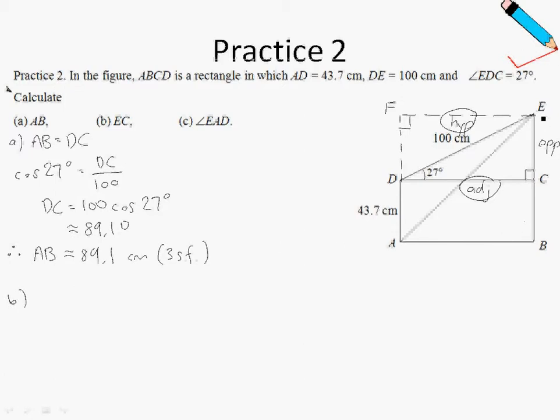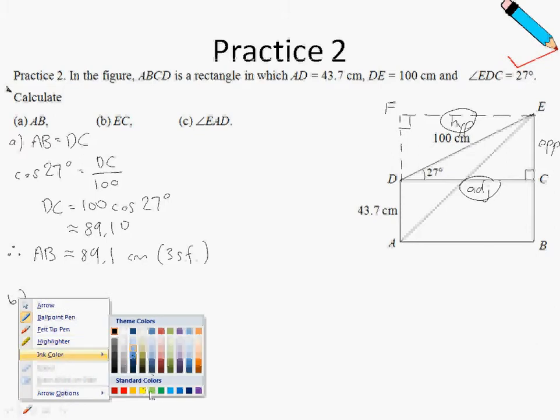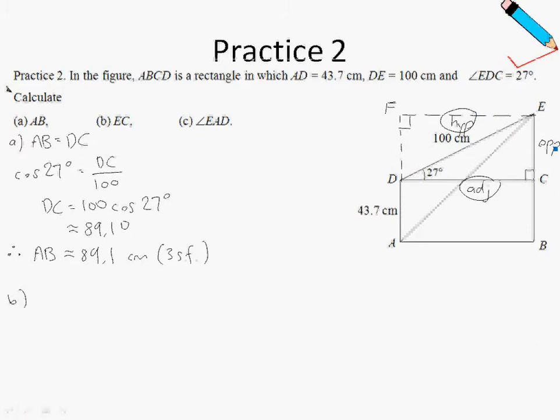Okay, part B, to find EC, I will make use of the same triangle DEC. Once again, let me just use a different color so it looks clearer. Okay, so in this case, I'm looking for the opposite and I'm given the hypotenuse. So therefore, I will be using the sine rule. So sine of 27 degrees is equal to opposite, which is EC, over hypotenuse, which is 100. Okay, therefore, EC is just 100 sine 27 degrees.